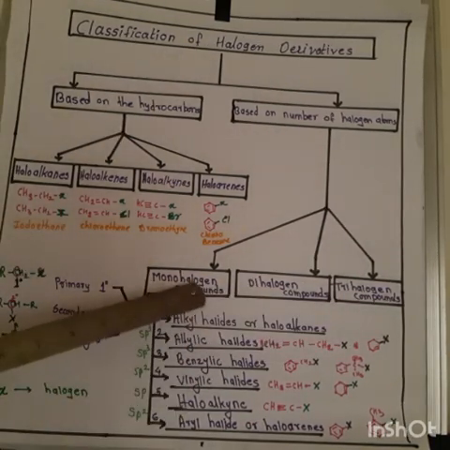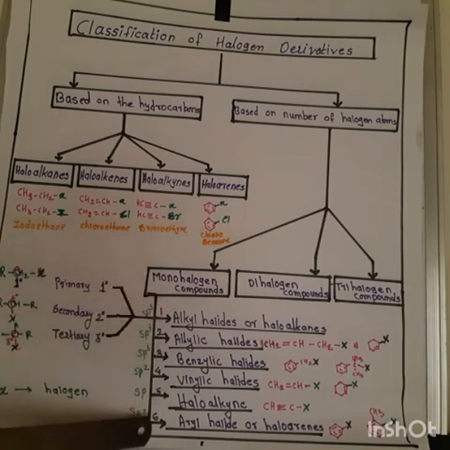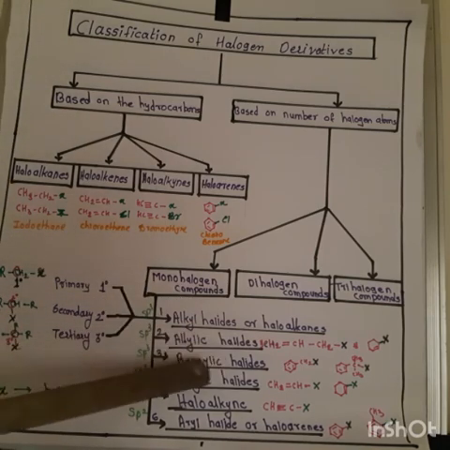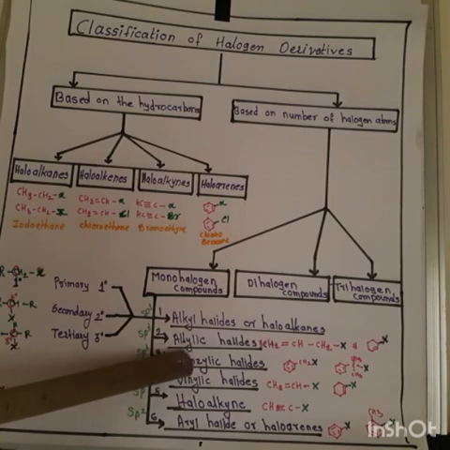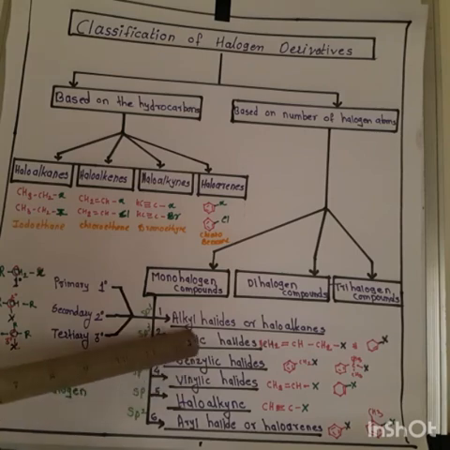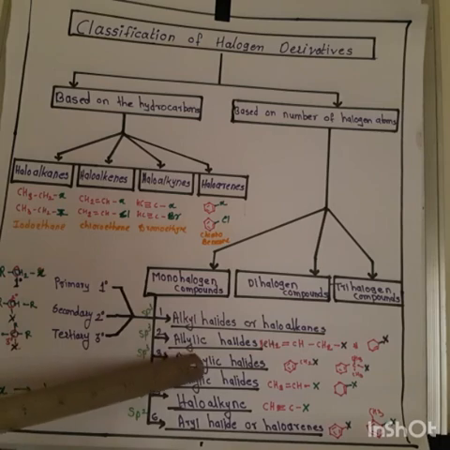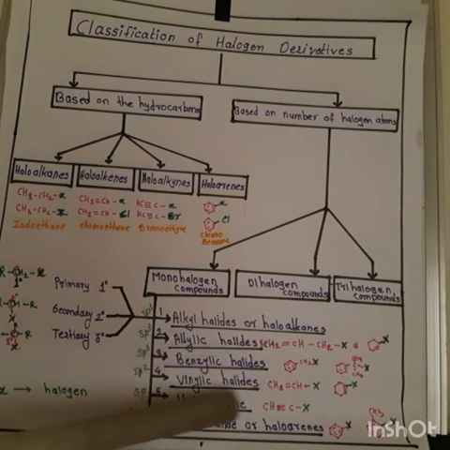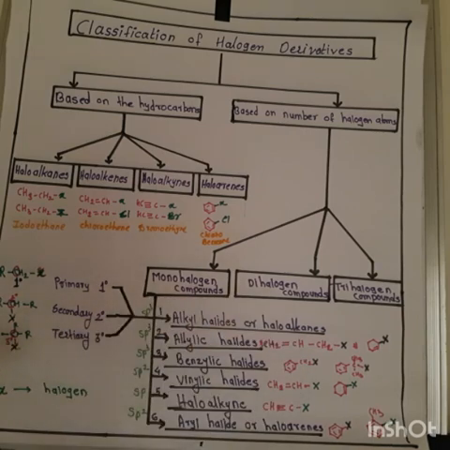From this, monohalogen compounds can be further classified into six parts, that is alkyl halide or haloalkane, allylic halides, benzylic halides, vinylic halides, haloalkyne and aryl halide or haloarenes. In this, alkyl halides can be further classified as primary alkyl halides, secondary alkyl halides or tertiary alkyl halides. So this is the classification of halogen derivatives.